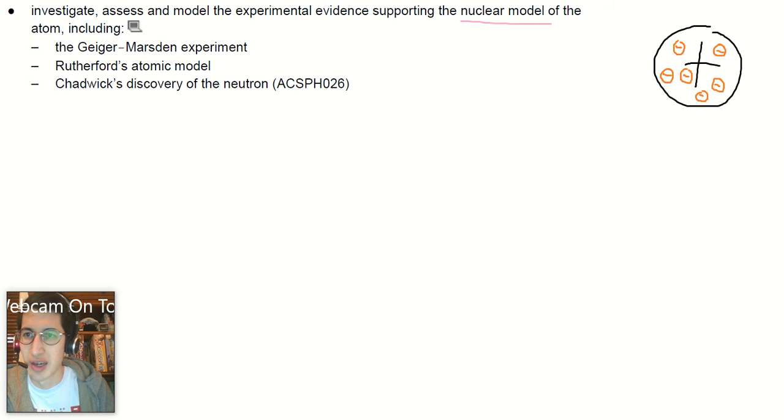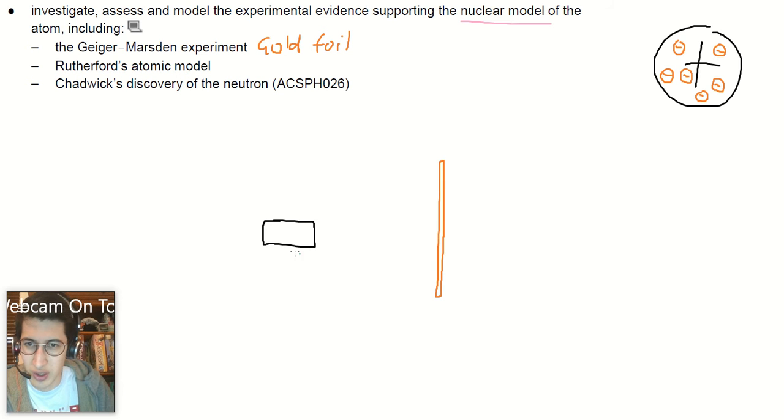First of all, the Geiger-Marsden experiment. Geiger and Marsden were students of Rutherford's, and they had this experiment also known as the gold foil experiment. And it's called that because there was a sheet of gold foil involved, a source of alpha particles which shot at the gold foil.